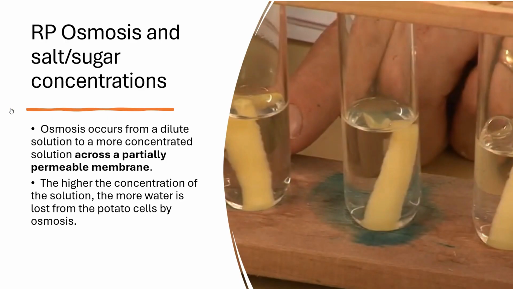There is another required practical on osmosis, looking at the effects of salt and sugar concentrations. Again, you can watch my video or another video on that. So osmosis occurs from a dilute solution to a more concentrated solution across a partially permeable membrane. The higher the concentration of the solution, the more water is lost from the potato cells by osmosis.